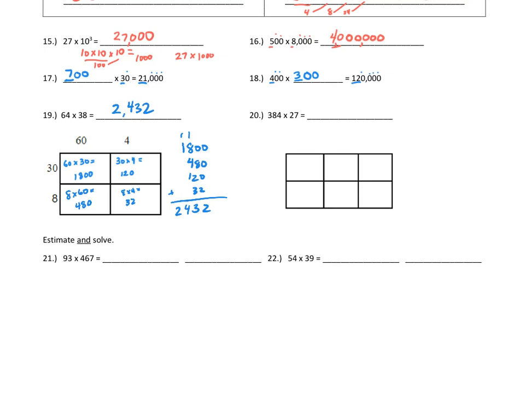On problem 20, the area model is not set up, so I'm going to have to set it up myself. So I'm going to write 384 in expanded form. The 3 is worth 300. The 8 is worth 80. The 4 is worth 4. In 27, the 2 is worth 20, and the 7 is worth 7.